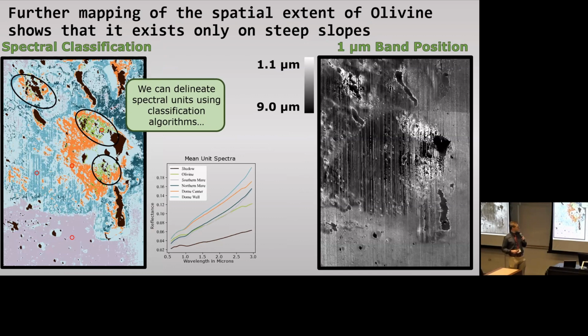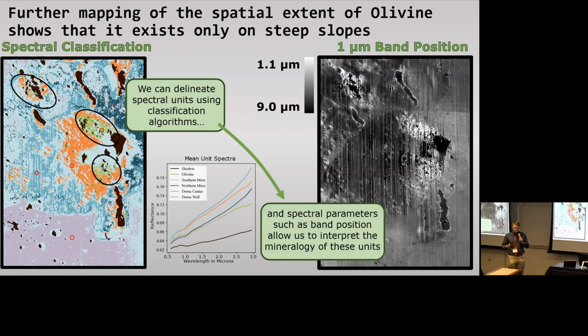So what we used is some spectral classification algorithms here. We're showing a spectral angle mapper result, which we kind of interpreted using spectral parameter maps, such as the 1 micron band position map. And we were able to determine that this green unit right here is related to the olivine. And from this map, we showed that really the olivine only exists on the kind of steep slopes of the Gruithuisen Gamma Dome and a little bit in the Northwest Dome.